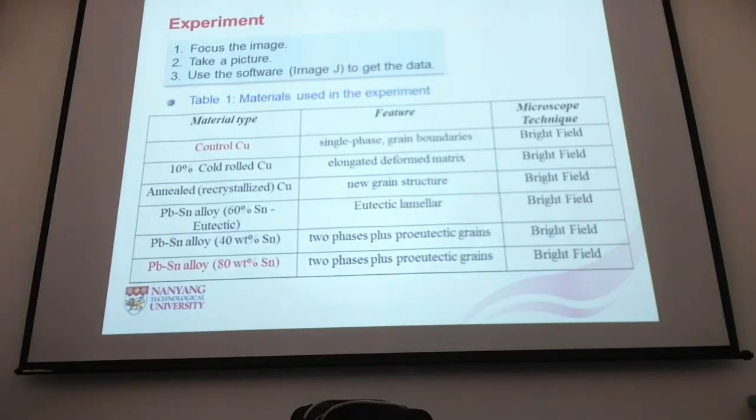So this is the experiment today. We have prepared the sample. You do not need to do the grinding, polishing, or etching process. Just focus the image, take a picture, and use the software for quantitative analysis. Due to the limited time in this experiment today, just two materials will be used. One is the control copper, which is pure copper. It shows the single phase, the grain structure. The other is the lead-tin alloy, with 80 weight percent tin. It shows two phases: one is the proeutectic phase, and one is the eutectic phase.